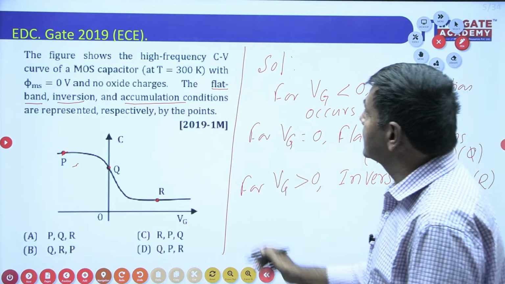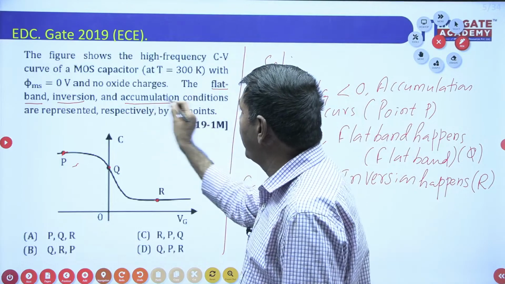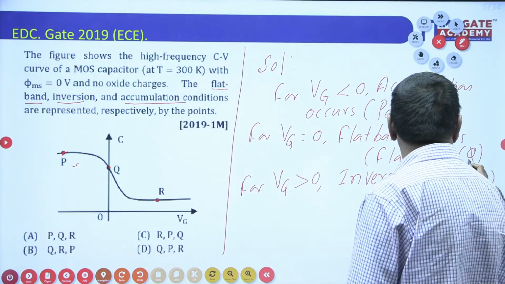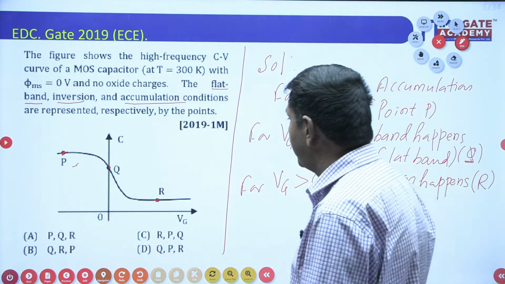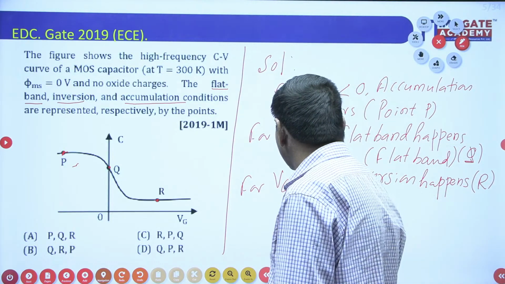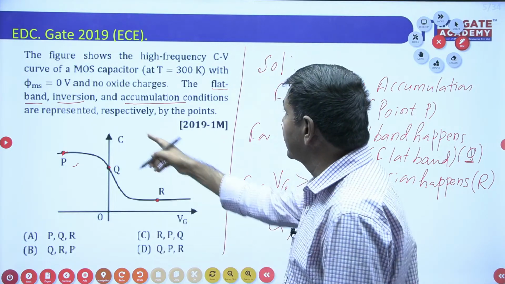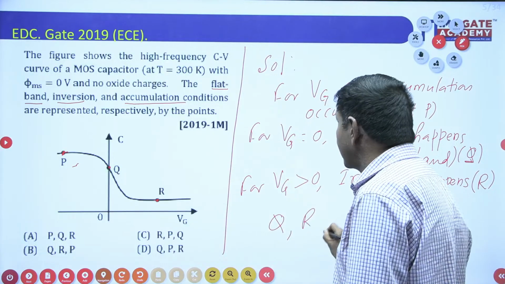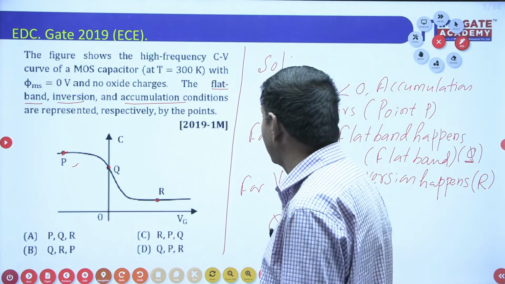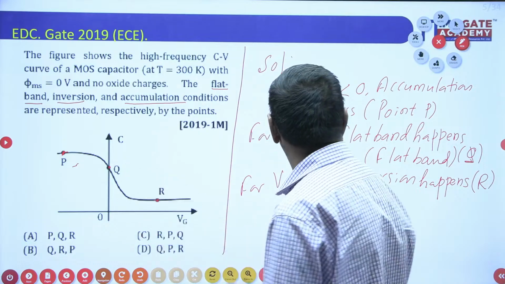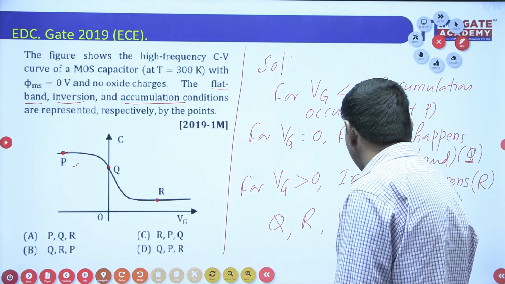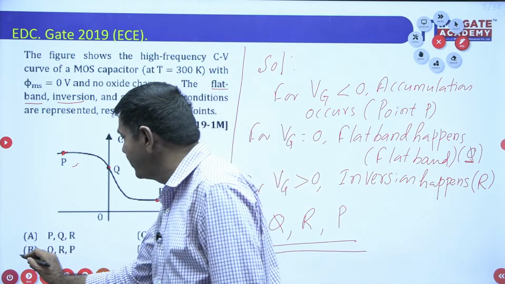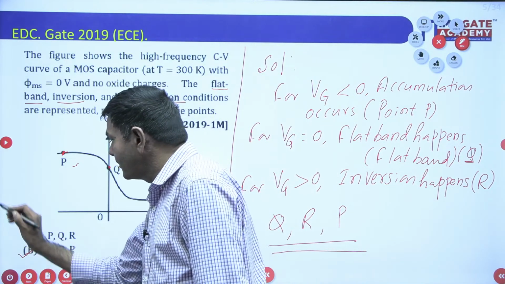Now please watch here. First one is the flat band. Flat band is Q. The second one is inversion. Inversion indicates R. And the third one is the accumulation. Accumulation indicates the P point only. This is the solution QRP, and QRP is nothing but option B.